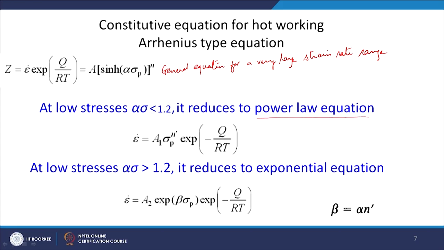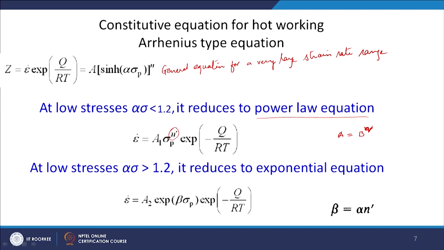Okay. Already we have seen this type of equation, a power law equation where epsilon dot and sigma p are related with some exponent n prime here, and again temperature is in the exponential term. Okay. So, this is one type of relationship where epsilon dot and sigma p are related with some exponent, and whenever you have this kind of equation, let us say A equal to B raised to the power something, let us say q here, then these are called power law equations. Okay. There is a power over B. So, that is why it is called a power law equation.